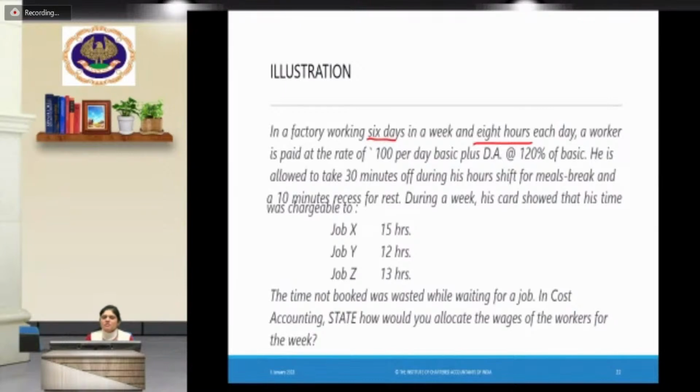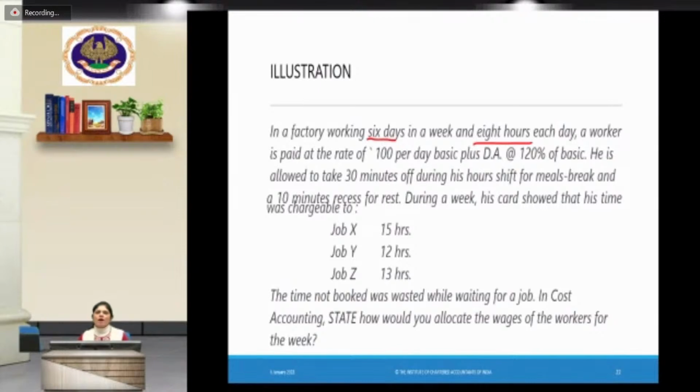So this was the booked time. How much was the time booked? 15 plus 12 plus 13 was the time booked. And the time which was not booked was actually wasted. Clear? So state how would you allocate the wages of the workers for the week.